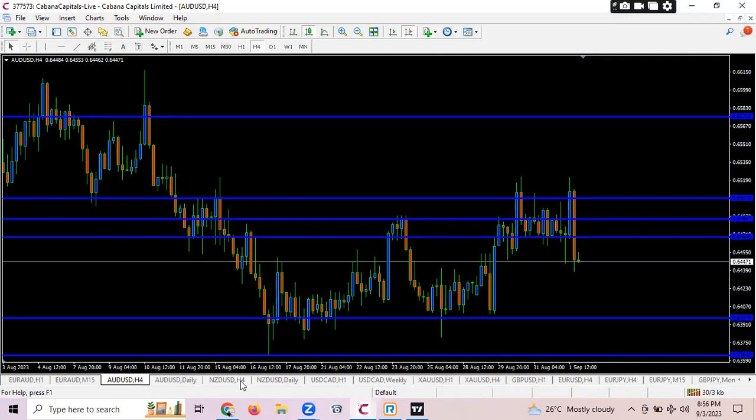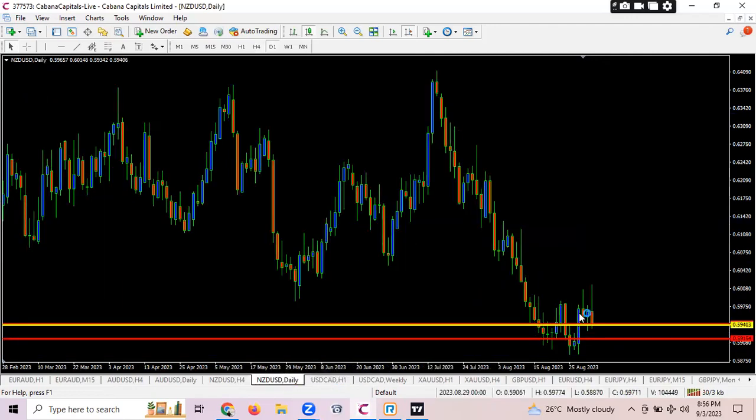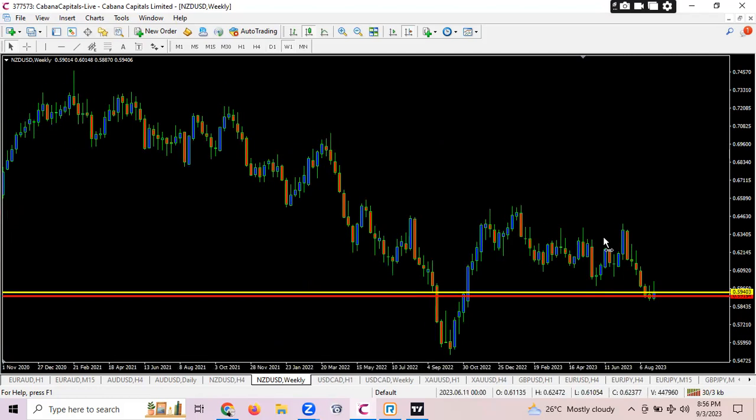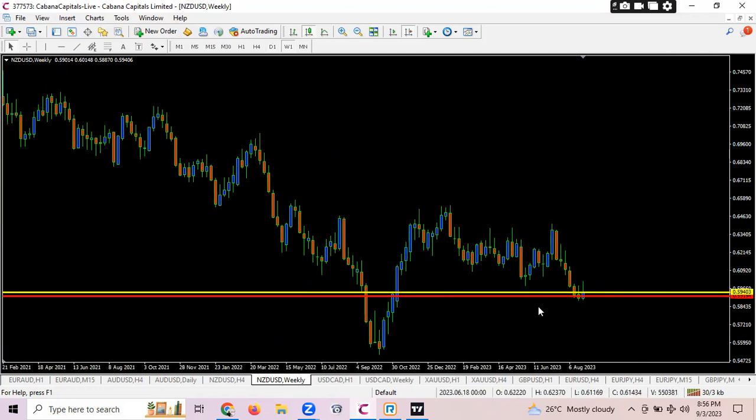New Zealand USD. As you know, it's supposed to be correlated with Australian dollar USD. So that's what we have on New Zealand USD. You can see that the path we have here is similar to what we have on Australian dollar USD. So we can apply same analysis on New Zealand USD. So let's start with the monthly.